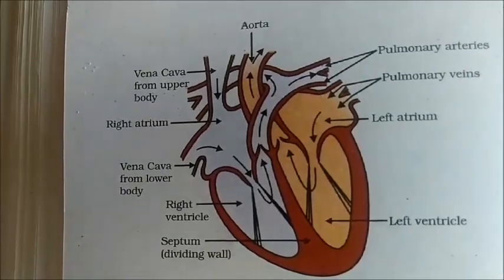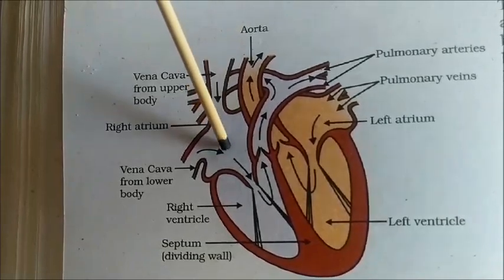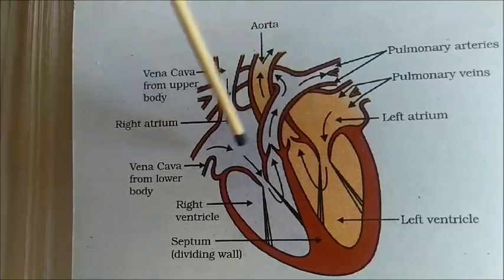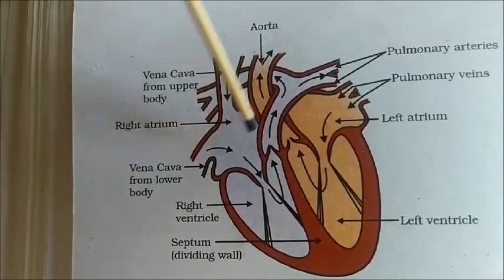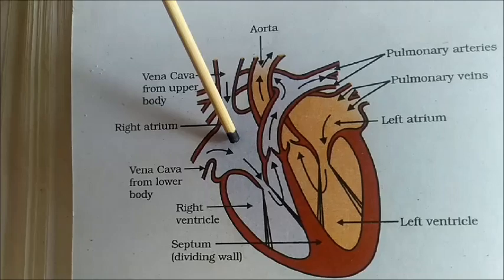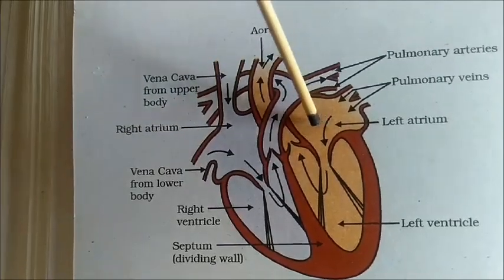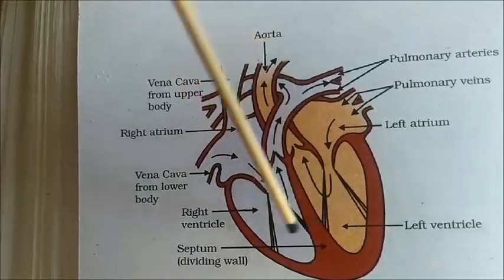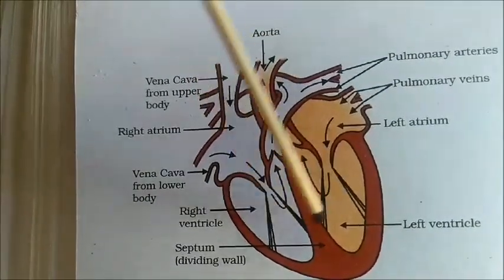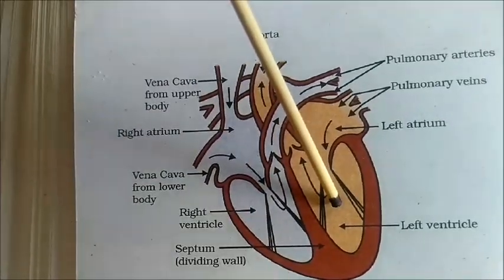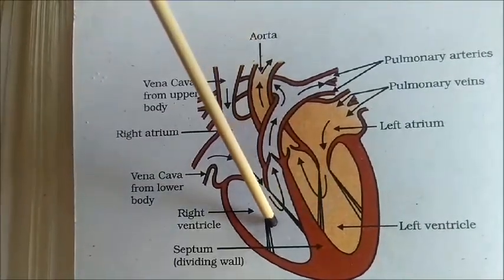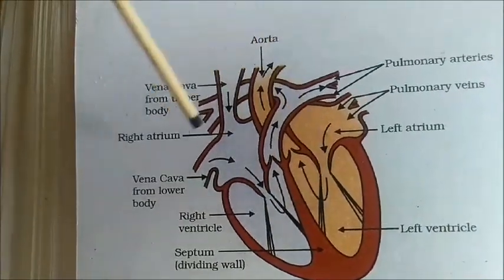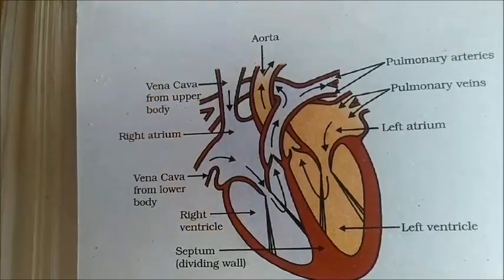Now you can see in this diagram, these 2 are the upper 2 chambers known as atria. This one is right atrium, this one is left atrium. These two are the lower two chambers known as ventricles. This is right ventricle, this is left ventricle. So there are these four chambers.